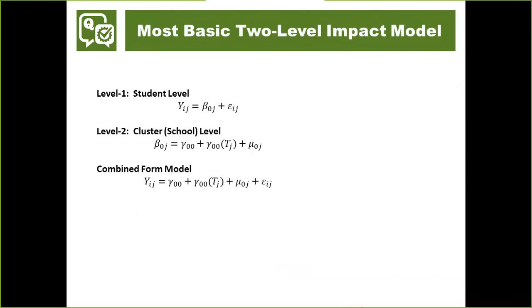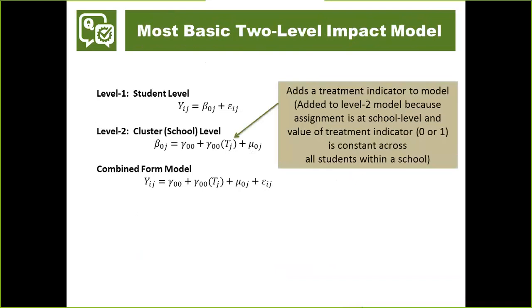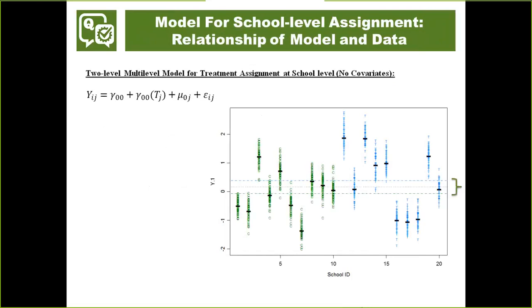This is the most basic two-level impact model. It adds a treatment indicator to the model. The treatment indicator is a level 2 variable because assignment is at the school level and the value of the treatment indicator is constant across all individuals within a school. So within a school, all students are either all treatment or all control. Here I show graphically what each of the terms in the impact model are.